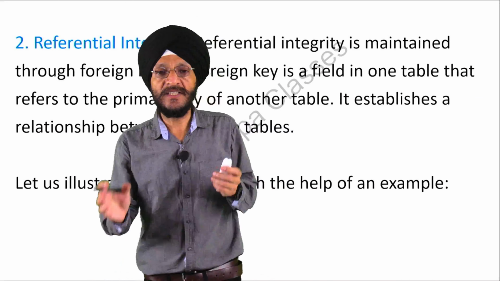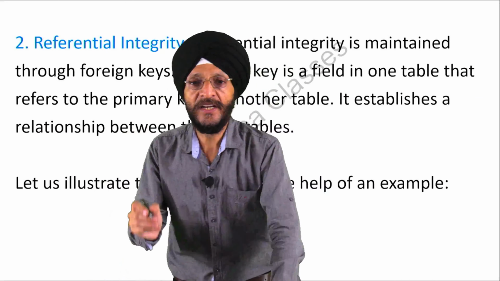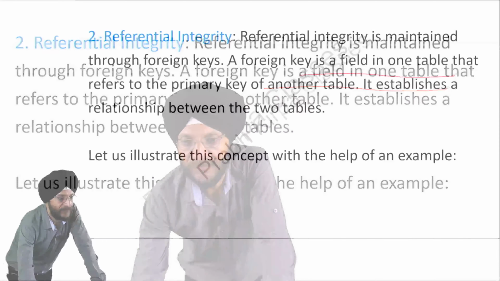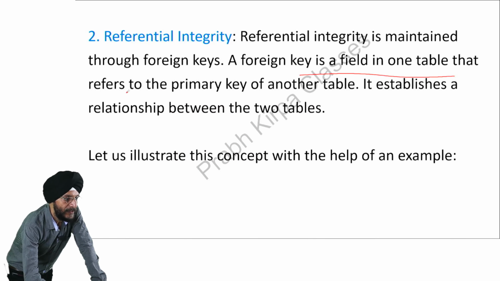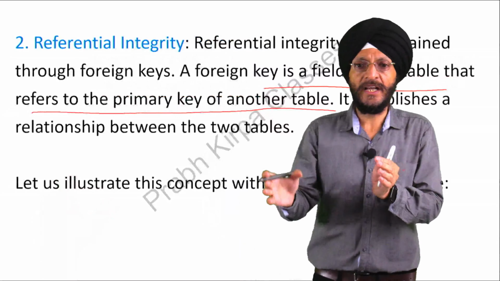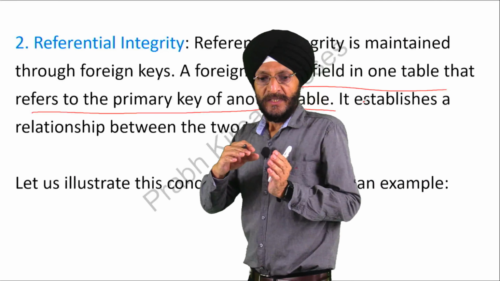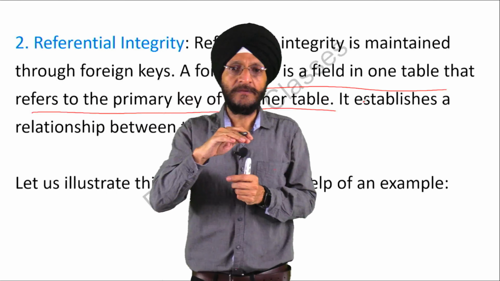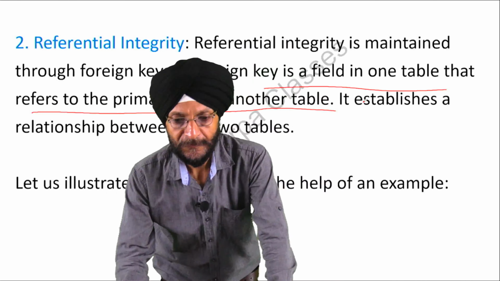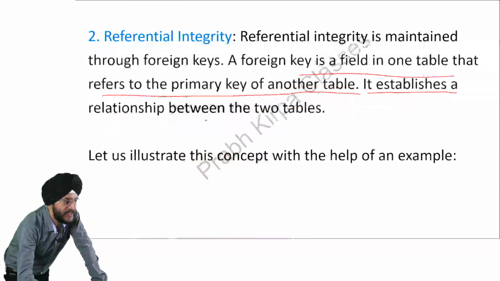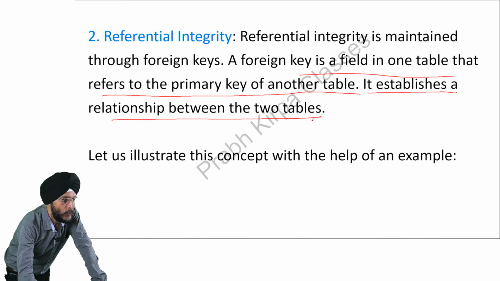Now the next point is referential integrity. It is maintained through foreign keys. A foreign key is a field in one table that refers to the primary key of another table. We have already discussed in detail the relational model, primary key, foreign key, composite key. You can see the same. Foreign key establishes a relationship between the two tables.